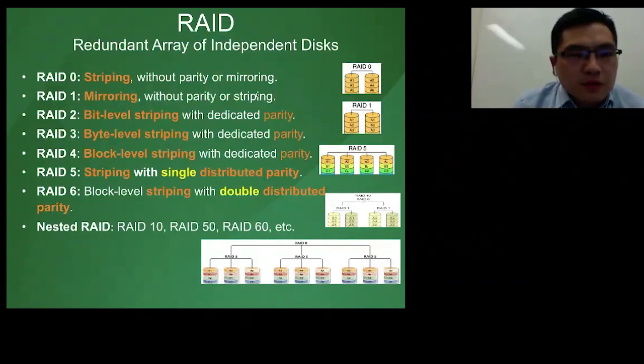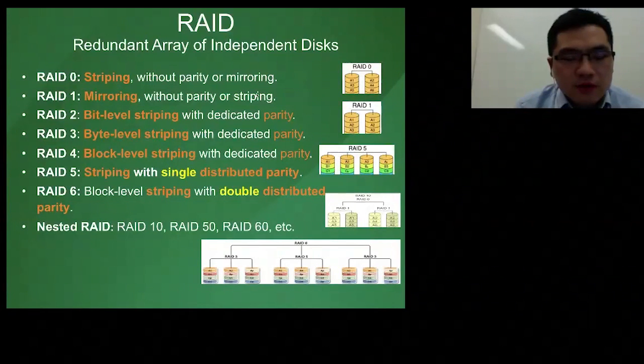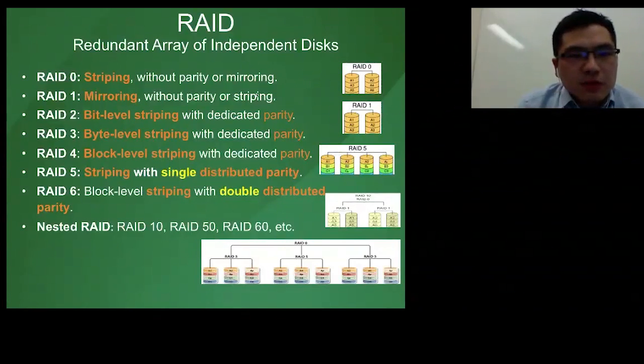There are many RAID levels, such as RAID 0, RAID 1, RAID 2, 3, 4, 5, 6, or even some nested RAID, such as RAID 10, 1+0, 5+0, 6+0. RAID 0 means striping, but without parity or mirroring. RAID 1 means mirroring, also without parity or striping. RAID 2 and 3 with parities.